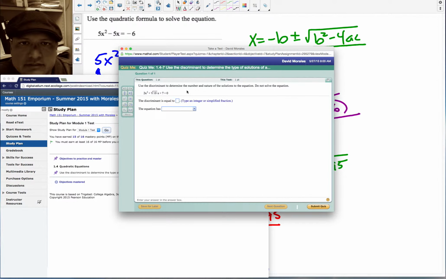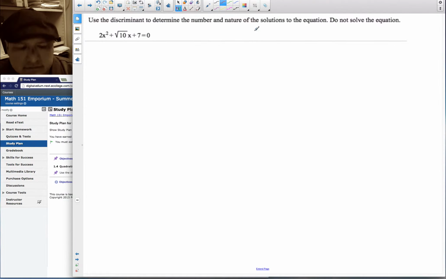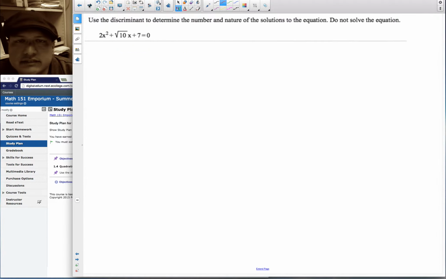Use the discriminant to determine the number of solutions. It says do not solve the equation. So we're not going to have to work it all out. The discriminant is basically, in this last part, this right here determines what kind of answer you have, because you're taking the square root. If it's positive, you're going to have two numbers, because it's plus something minus something, so there's two answers. If it's 0, well, plus or minus 0 is 0, so it's only one answer. And then if it's negative, you're going to have two complex answers, so I'll write that down.